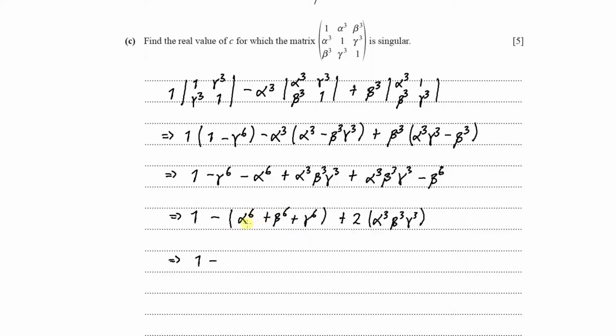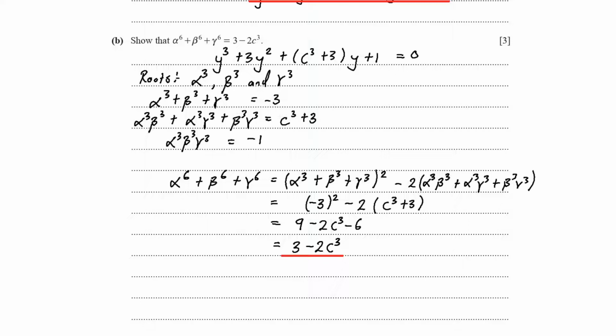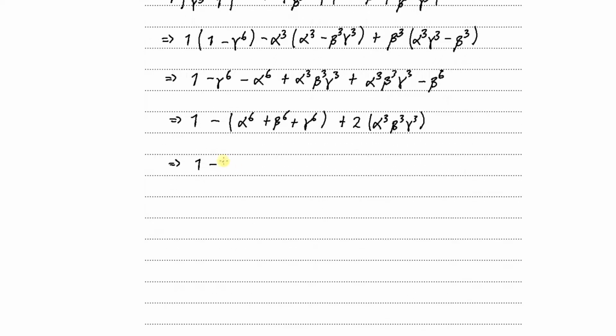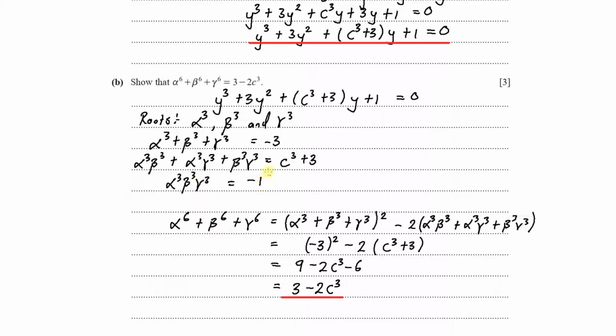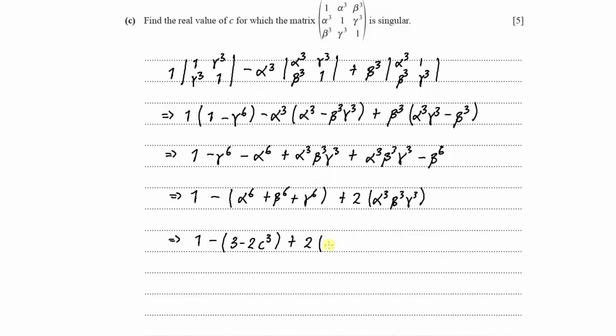Here we've got alpha to the 6 plus beta to the 6 plus gamma to the 6, and we got that to be, on part B, 3 minus 2c squared. So it's like we have right here 3 minus 2c, actually that's cubed. Then that's plus 2 of, here we've got the product of roots, which we got to be minus 1. So we put that here, so minus 1.